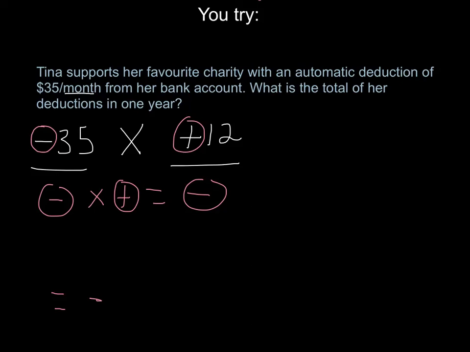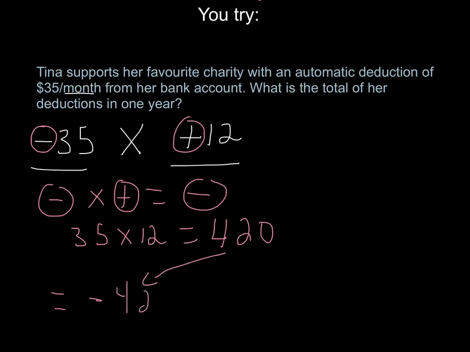The second step says we have to multiply. Well, 35 multiplied by 12 gives us 420. The last step is just to put that down here because we know it's negative. And our final number is negative 420. That means in 1 year, Tina will lose $420 from her account to donate to charity. So it's being taken away from her.